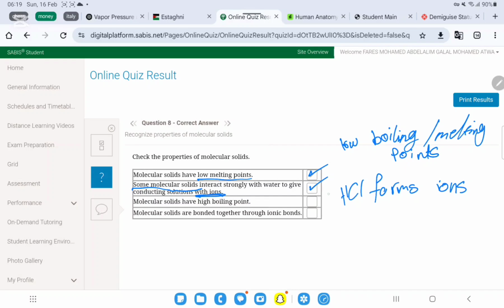Molecular solids have high boiling points. No, they have low boiling points. Molecular solids are bonding together through ionic bonds. No. They're bonded through molecular bonds. Ionic bonds are for ionic compounds.